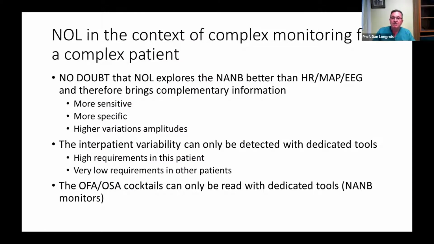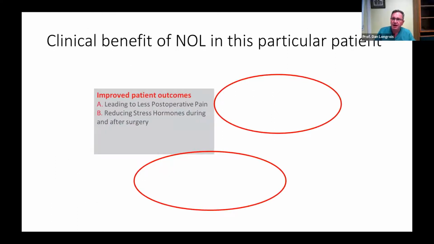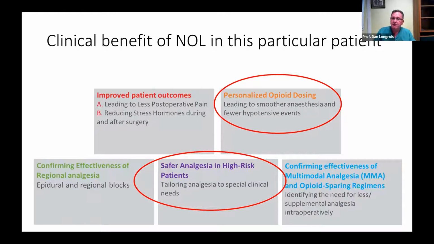So the NOL in the context of a complex monitoring for a complex patient, I have no doubt that the NOL explores the nociception, anti-nociception balance much better, faster, more sensitive, with higher amplitude than heart rate, MAP, or EEG, and you have seen the discordances, and therefore it brings complementary information, and the inter-patient variability can only be detected with dedicated tools. So the requirements of this patient are quite different from many other patients, and because of the hemodynamic instability, we have to bring this in. So what the NOL brought me for this complex patient: personalized opioid dosing, there's no doubt, and safer analgesia in a high-risk patient. Those were the two main benefits of NOL in this complex case.